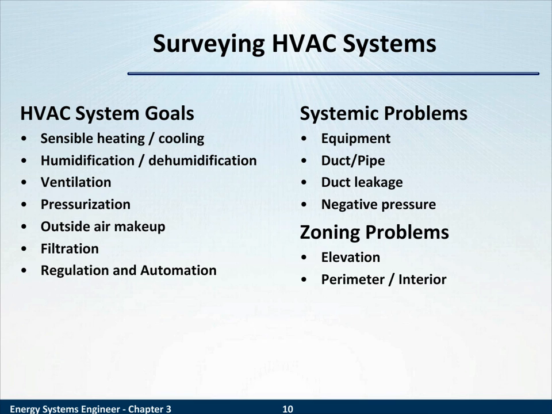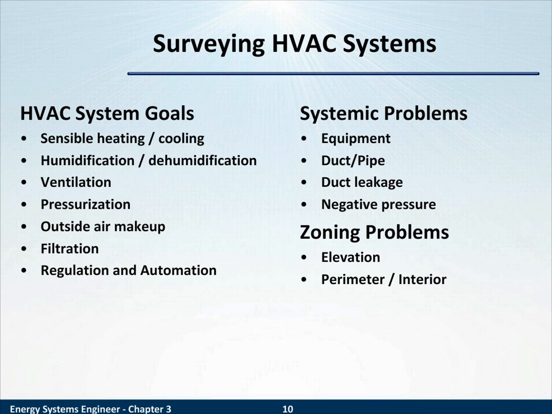What are some of the systemic problems you can have? You can have problems with your equipment. You can have problems with ducts or pipes, ducts being what move the air, pipes being what move the liquid. You could have leakage in the duct or the pipe. You could have negative pressure. We talked about pressurization as a goal. It is not a goal to have an uncontrolled negative pressure where your building pulls air in from the outside other than the intended outside air makeup.